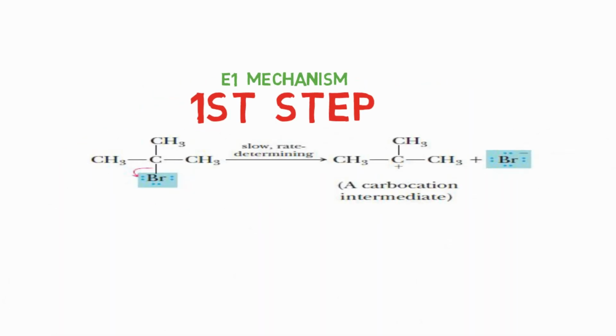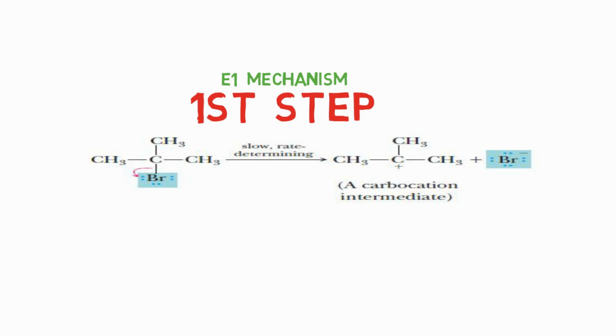In the first step, here we can see bromine is leaving from the haloalkane, which is our substrate. The carbon to which the functional group bromine is attached is called the alpha carbon. The adjacent carbons are known as beta carbons. So in this step, a stable carbocation will be formed, and the bromide ion, after leaving, will be somewhere in the space.